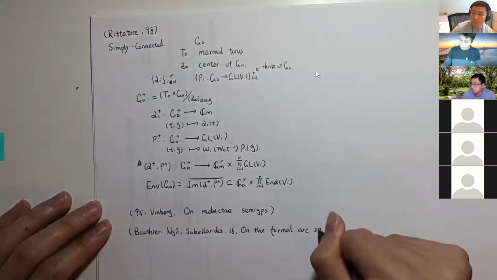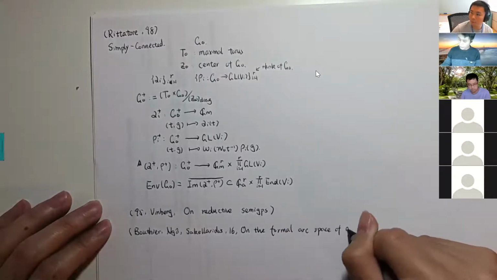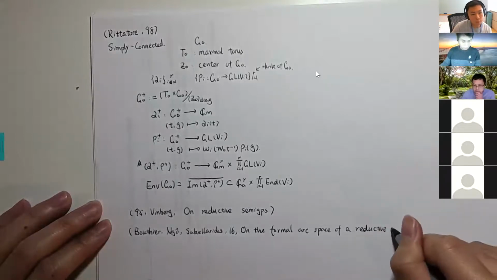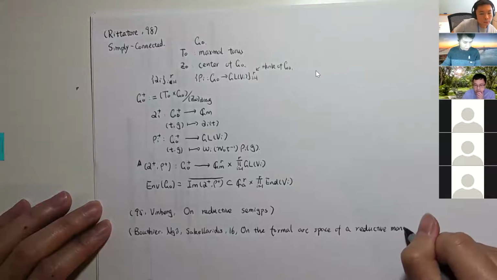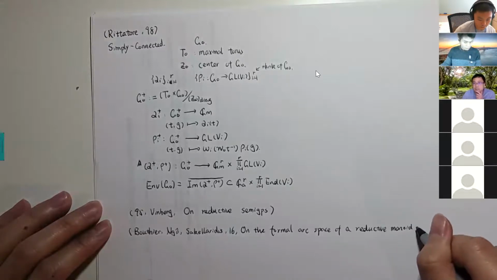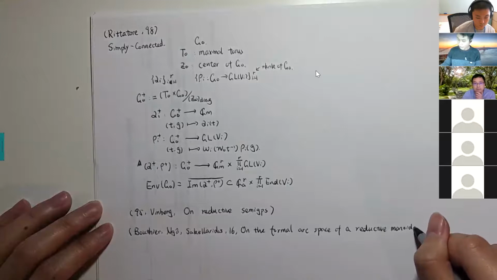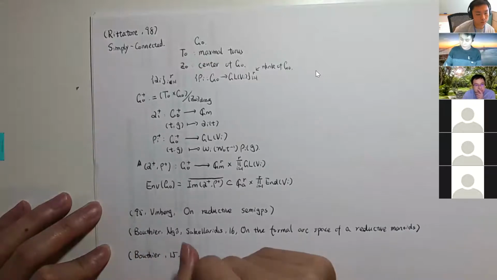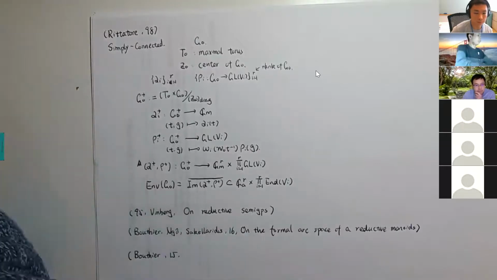On the Arc space of a reductive monoid. In this one, they used Windbreak monoid to find a generating series for some unramified local L functions. And the other one is Boussier's paper in 15. I think it is a paper in French.